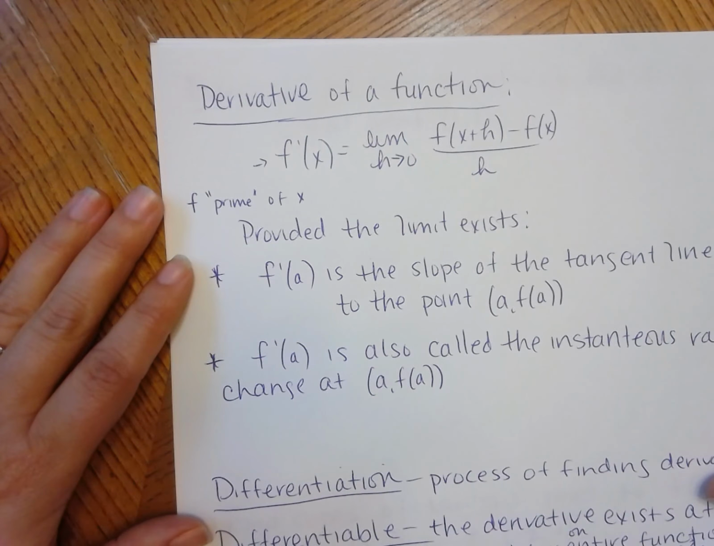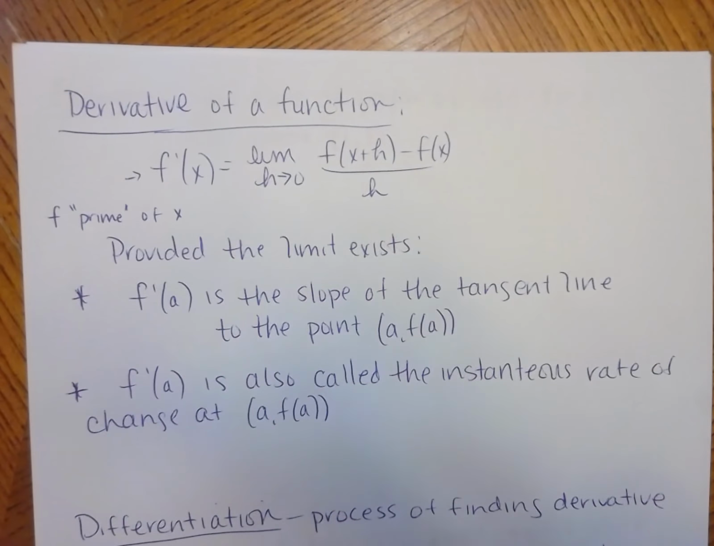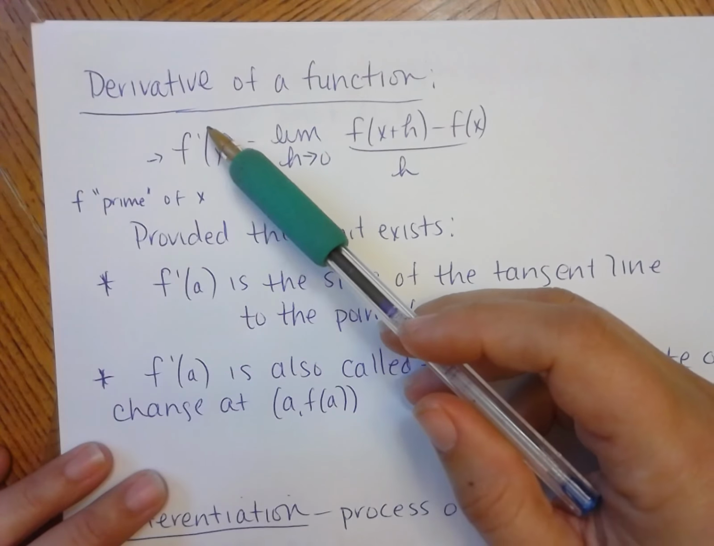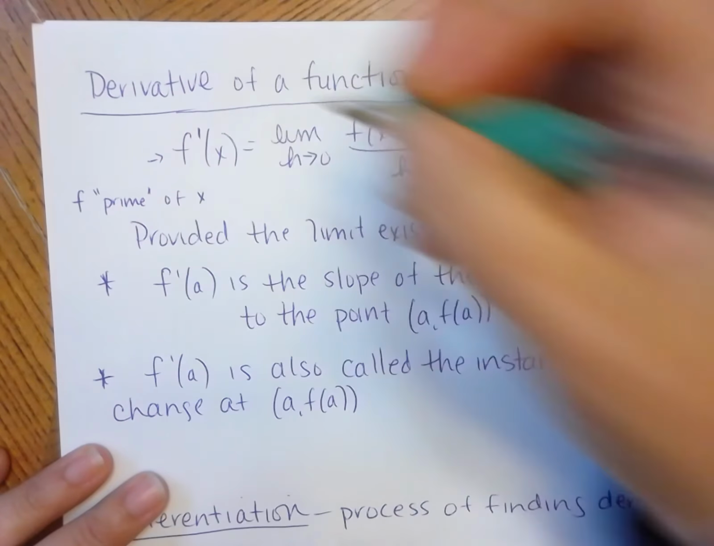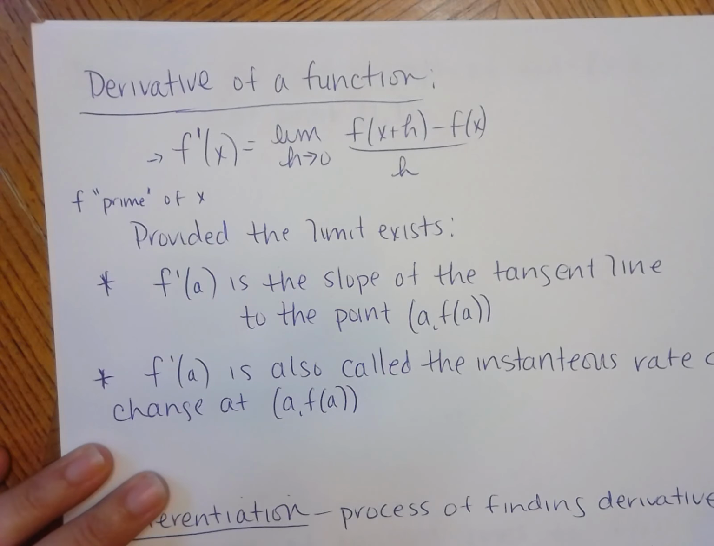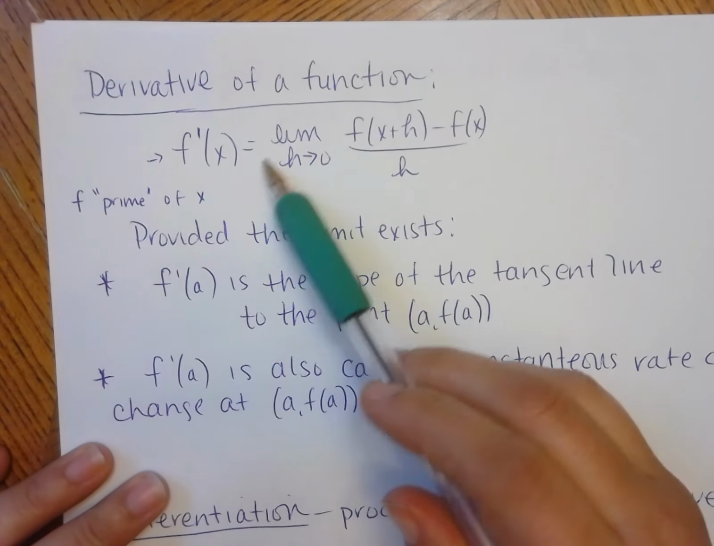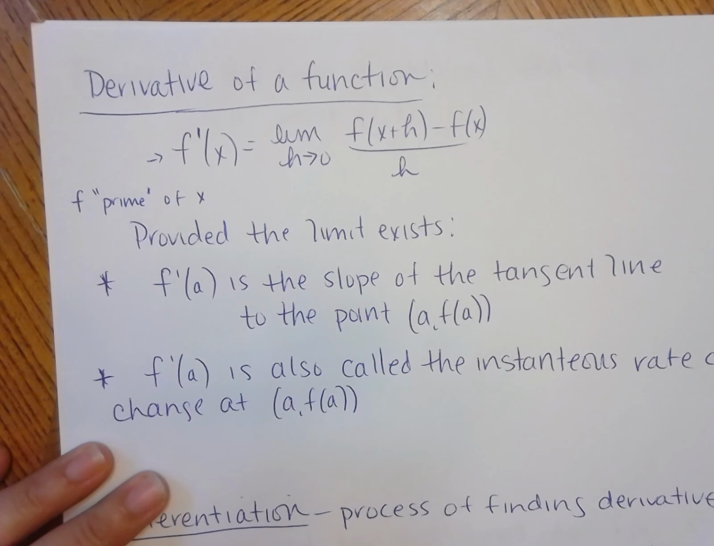Okay, and the notation here is I have this little tick mark right here up above. That's not just a random mark. That's actually meant to be there. The way that we say that is f prime of x. So f prime of x is the limit as h approaches 0 of f of x plus h minus f of x over h. Okay, so we say it f prime of x. So this is the derivative of a function provided the limit exists.